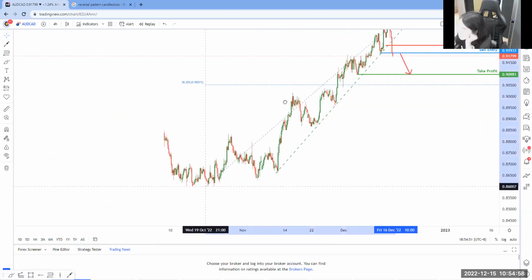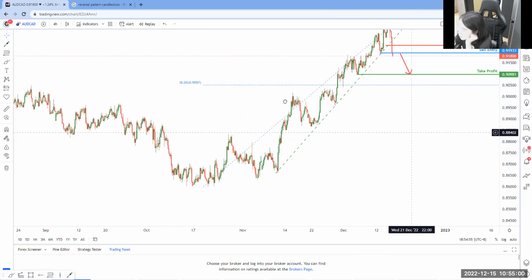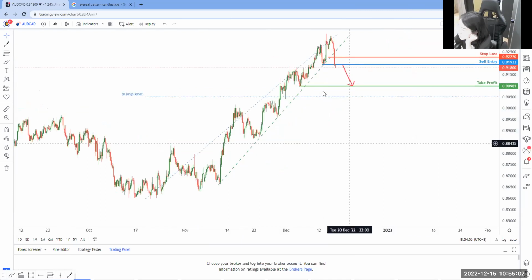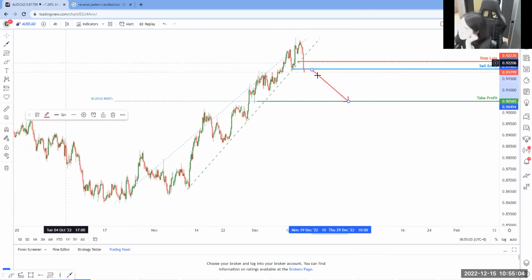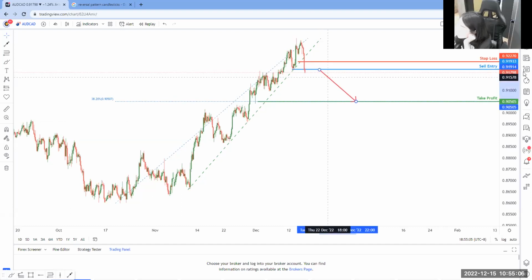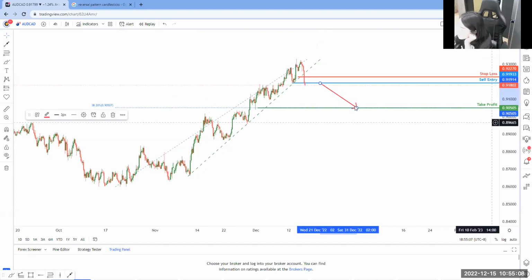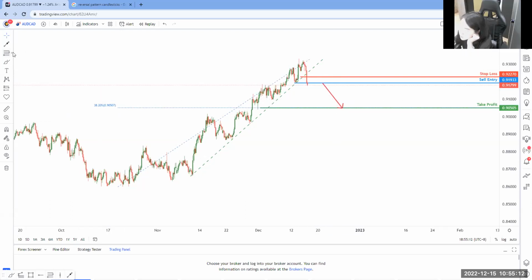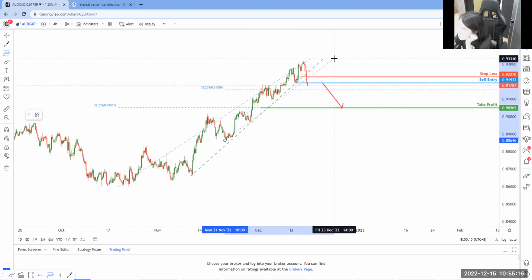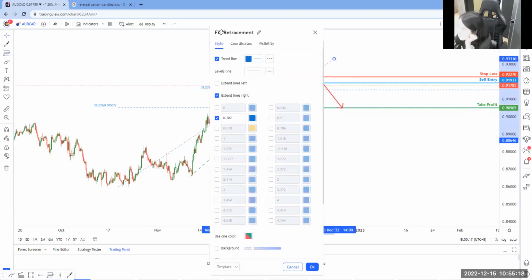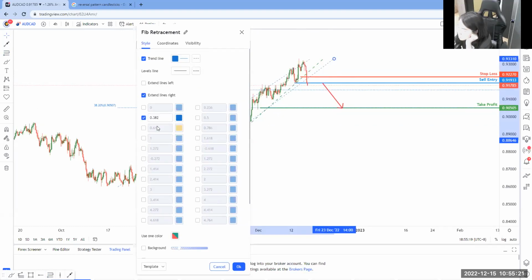Okay, cool. It's saying that the potential for AUD CAD is much lower. Okay, this is the first level that I'm seeing. Let me see if I can find any other levels. Okay, cool.